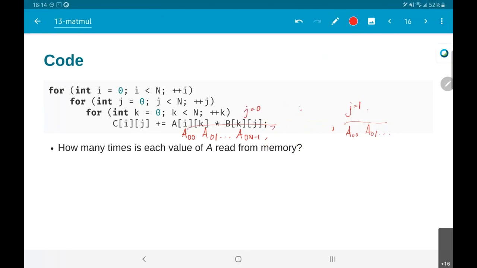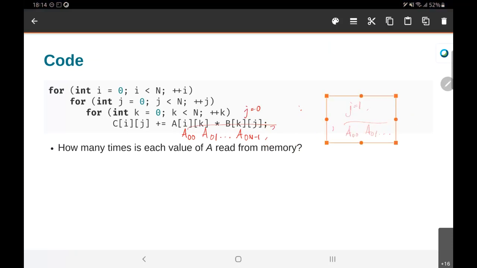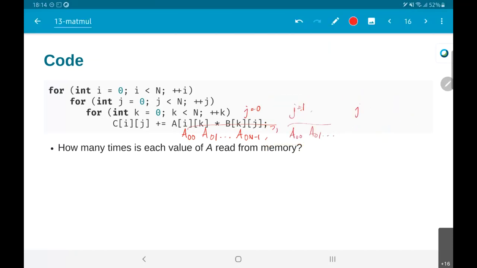And then the same thing repeats for j equal to 1, j equal to 2, and so on. Right? In other words, I will go through that same iteration, as i has not changed. i is still equal to 0, which means A00 up to A0,n-1 will go through for one run of k. Once again, for j equal to 1, I'll again end up reading the same thing, and so on.